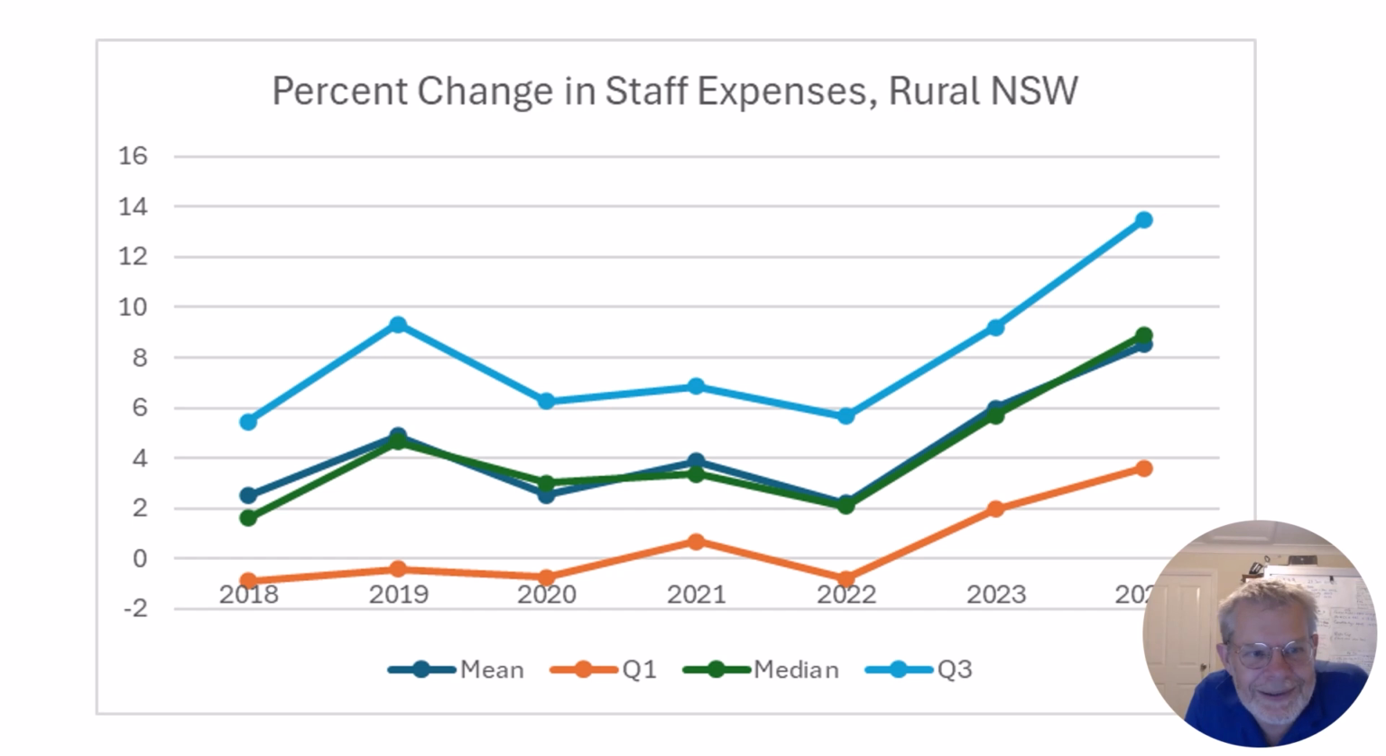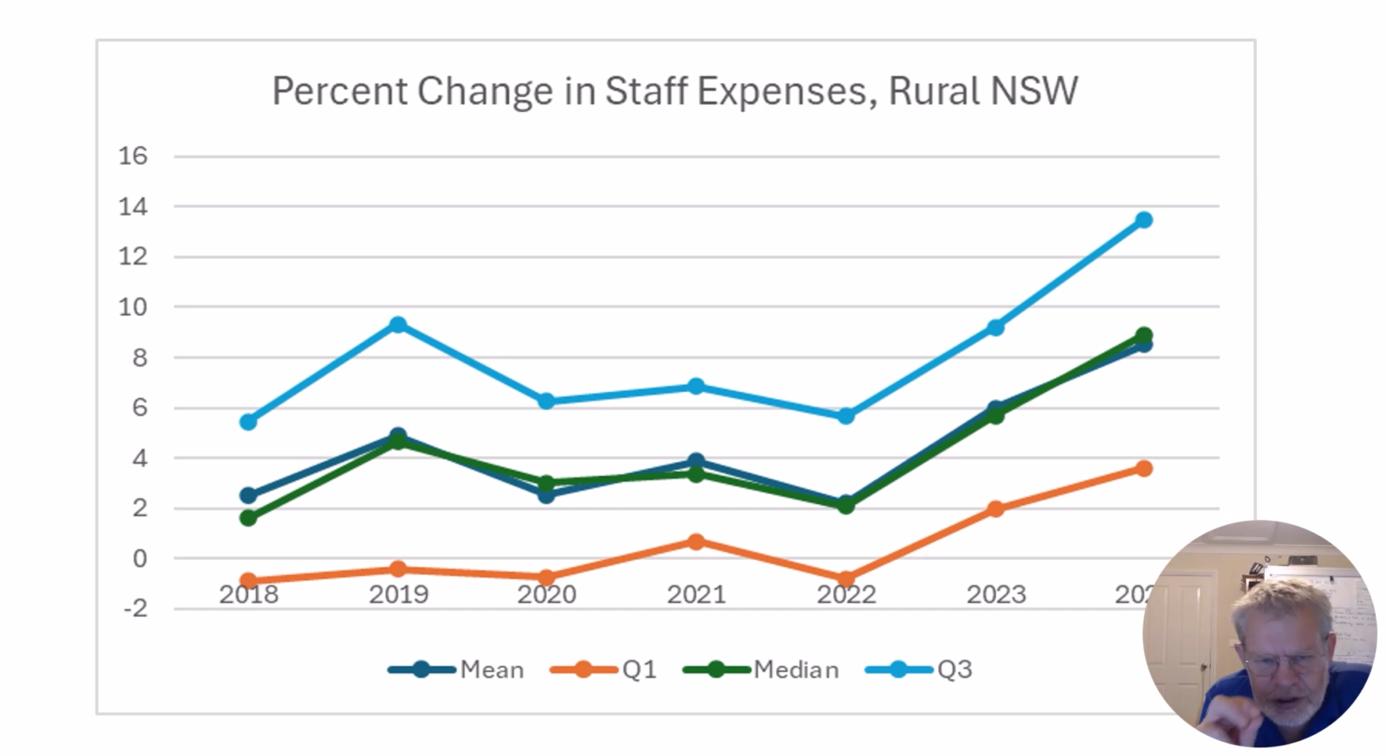So now we're going to look at staff expense change. And once again, we're looking at year-on-year percentage change. We're going from 2018 through to the 2024 financial year, all financial years, all audited financial statements. And what we're particularly focused on are those middle lines, the median and the mean.